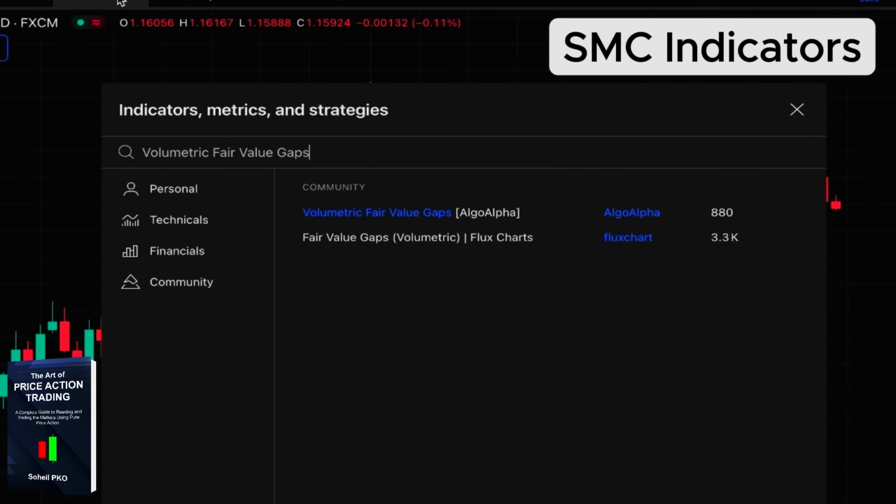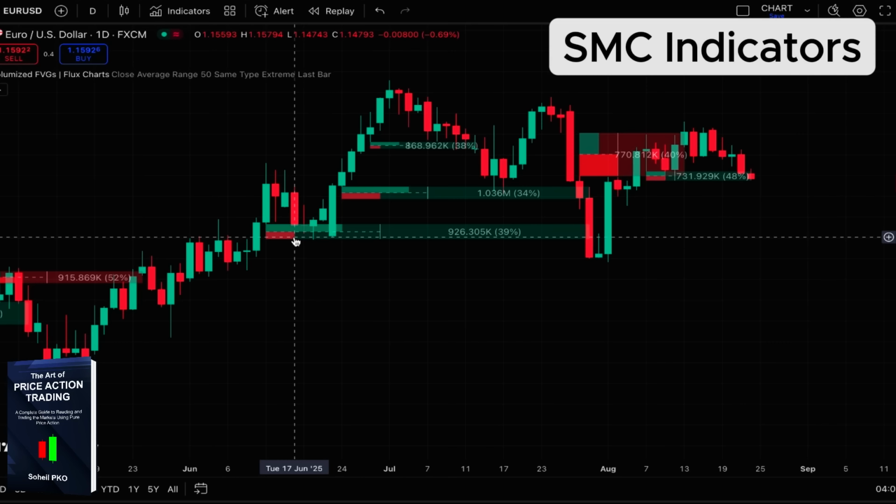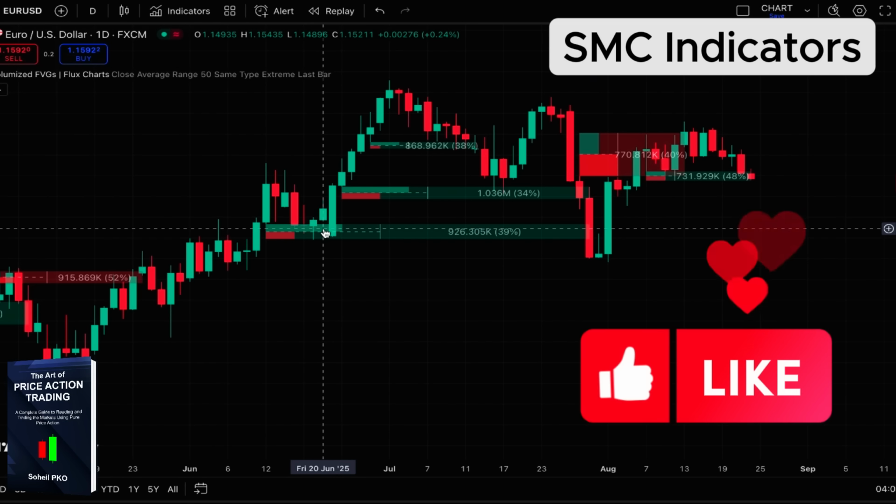And the last indicator, Volumetric Fair Value Gaps. This one is written by Flux Charts. Alright, this indicator is designed for identifying fair value gaps on the price chart. The excellent feature is that for the identified fair value gaps, the indicator also provides buying and selling volume separately, so you can have an evaluation of the relative strength of the identified fair value gaps. If you identify fair value gaps in your trading strategy, this indicator can effectively help you on this.